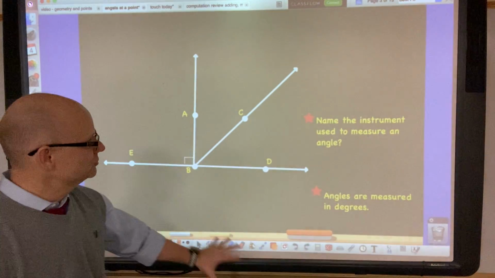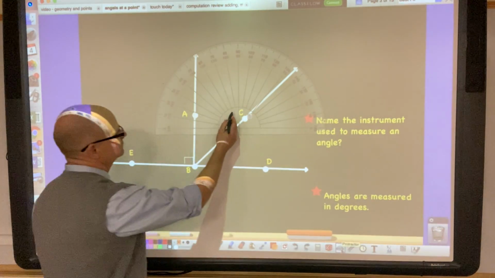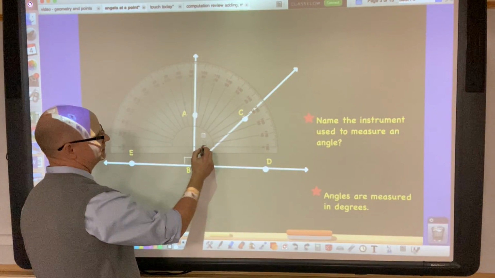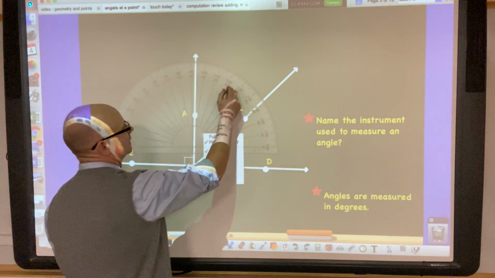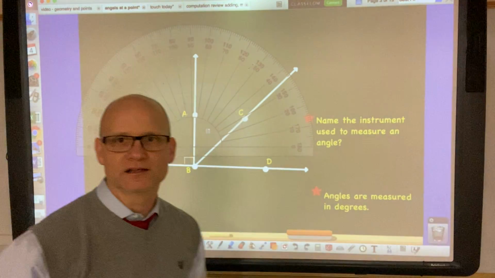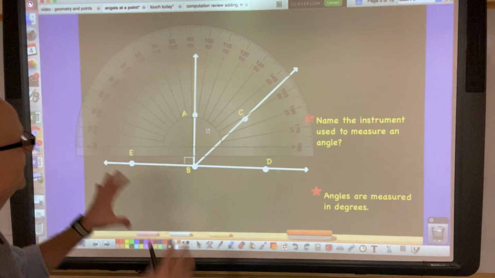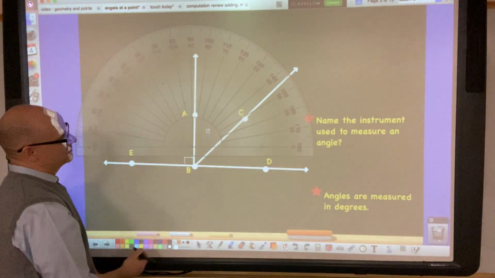The instrument that you use to measure angles is called a protractor. So this is a protractor. Hopefully you guys can see this in the video tutorial. And you use this instrument to measure. The next day we'll go in depth about how to use it correctly. But this instrument is used to measure angles.